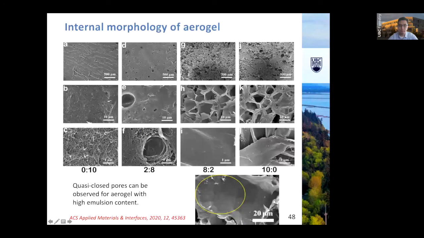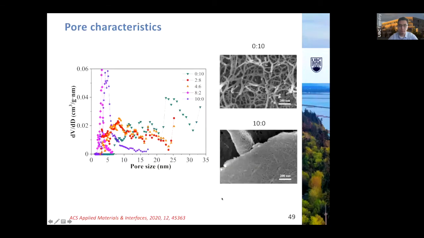We call it quasi-closed pore because not all pores are closed. Some pores are still open because it's hard to control everything to be closed. And then by looking at here, you can definitely see those embedded pores, right? So we did the pore characterization using BET surface area.